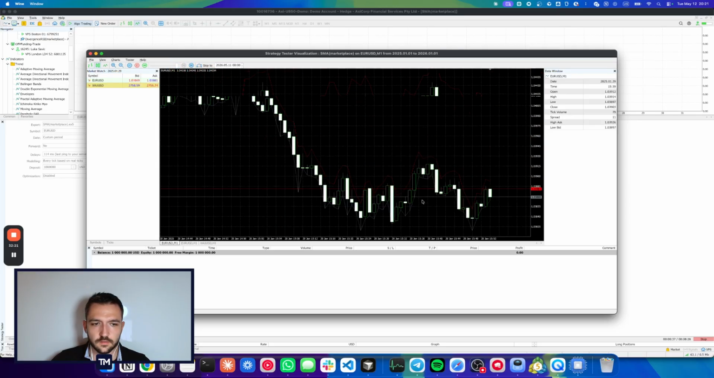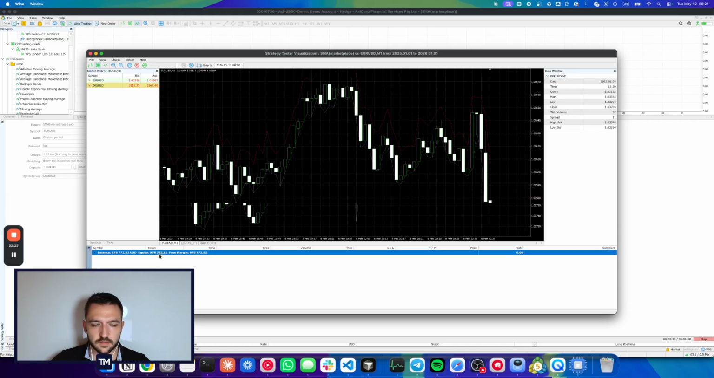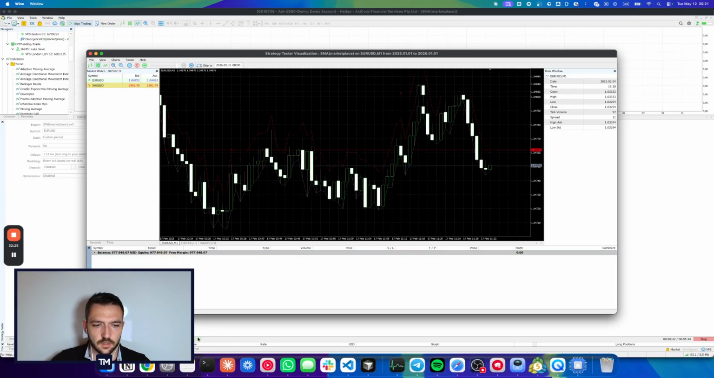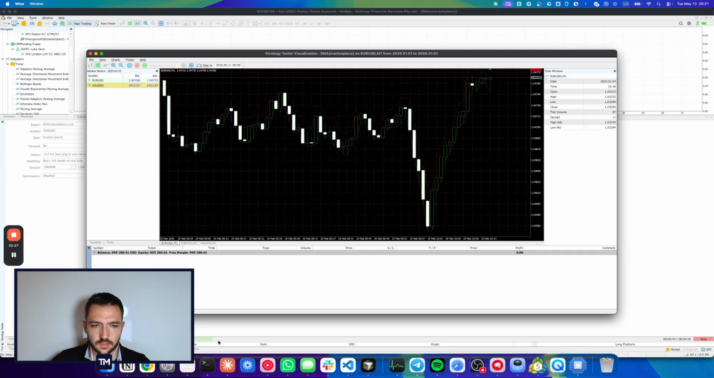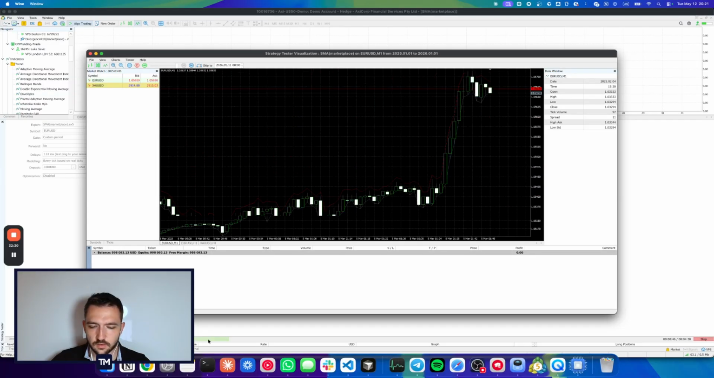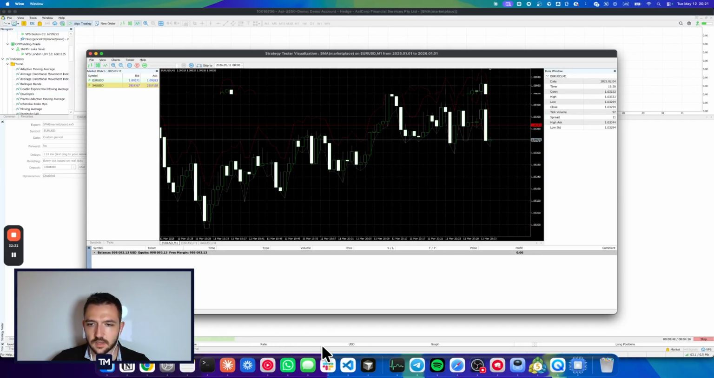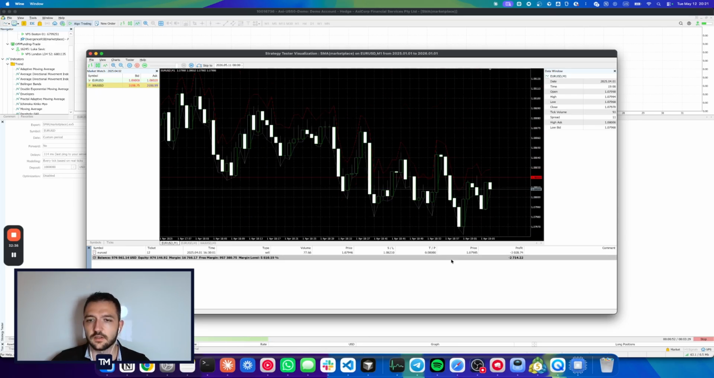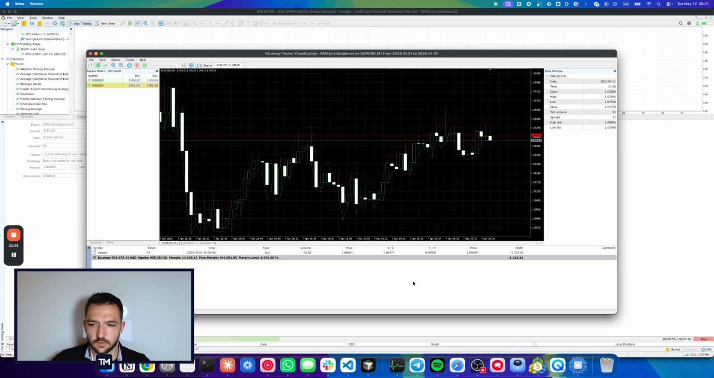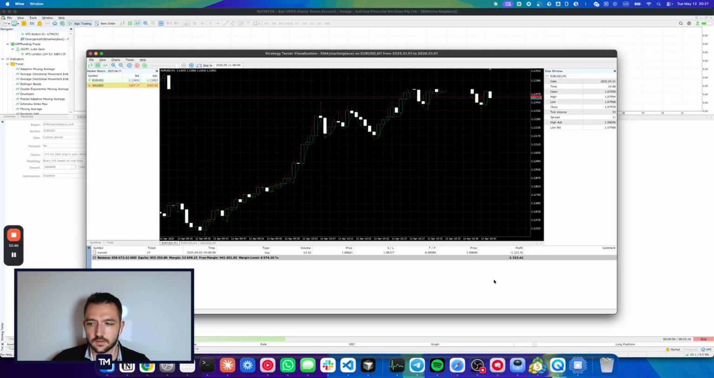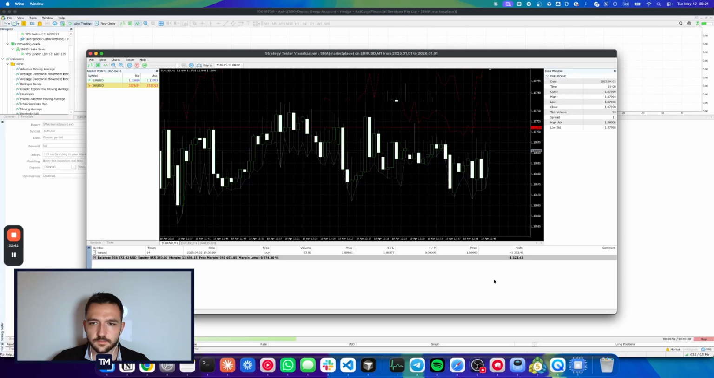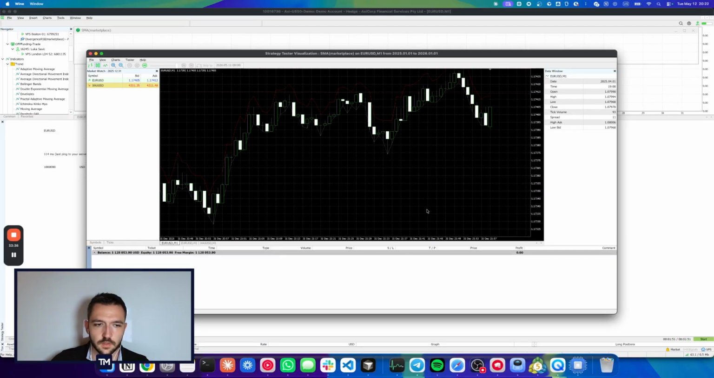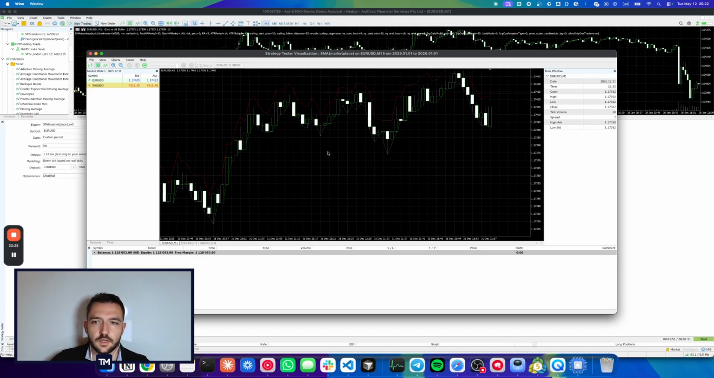And as you can see, the balance is changing. We lost some money. And right here you can see the green going to the right. So this is like the backtest is taking more and more data. As you can see here, it's progressing. So let's just wait till the end to see what are the results. So as you can see, it finished.